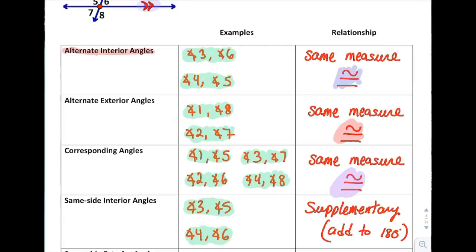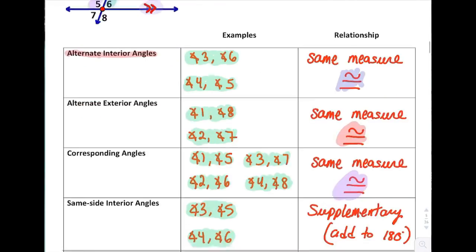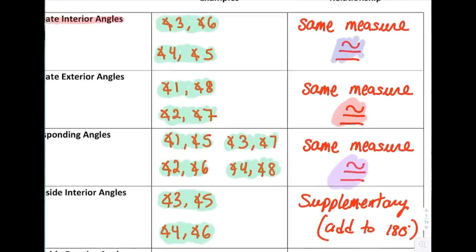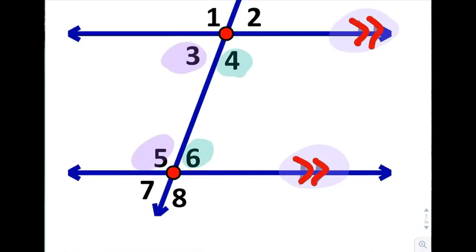Same side interior angles would be angles that are on the same side, meaning both on the left or both on the right. In this case, 3 and 5 are both on the left and interior, and 4 and 6 are both on the right and in the interior. They are not congruent. They are supplementary and add up to 180. You can tell by looking at them, 3 and 5 are not the same measure. One is small and acute, and one is big and obtuse, so they add up to 180.